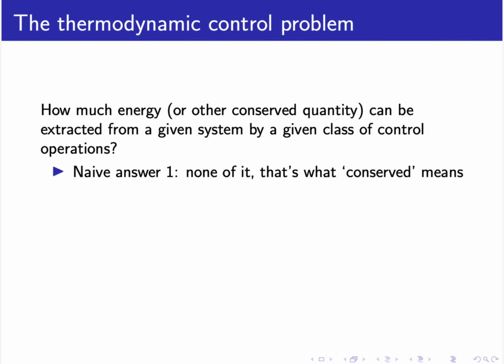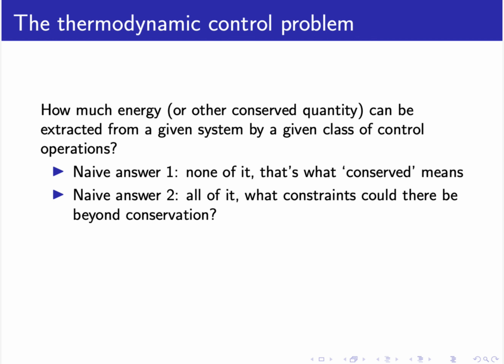What we can say is that the system on which we're intervening plus the intervener themselves, well, maybe that's a closed system. And so, precisely because energy is conserved, the decrease in energy of the system being intervened upon is going to equal the increase in energy of the intervening agent. So then we realise, okay, just because the quantity is conserved, that's not at all a bar to getting some of it out. So that suggests the second naive answer. Get all of it out. What constraints could there be? I mean, maybe there are practical limitations, but beyond the conservation, what restrictions could there possibly be on one's ability to get energy out of the system?